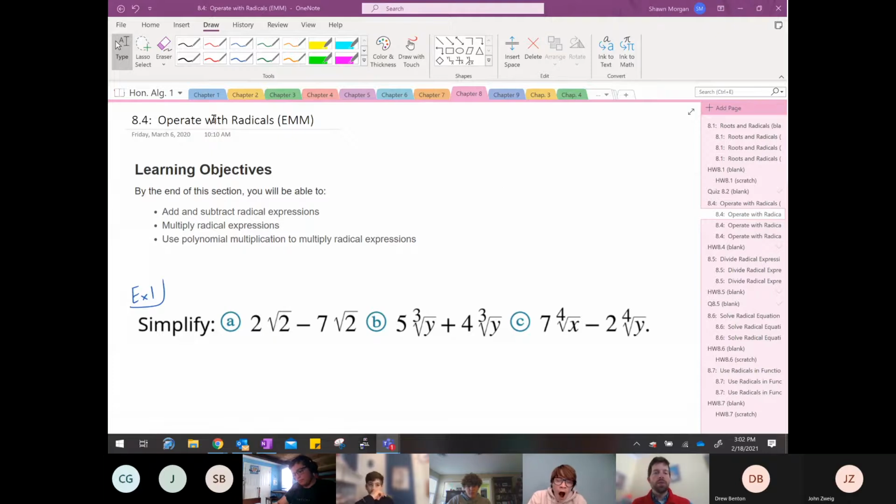So we're gonna focus on doing some operations with radicals. We're gonna add, subtract, multiply, and divide radicals. Give me just one moment, please.